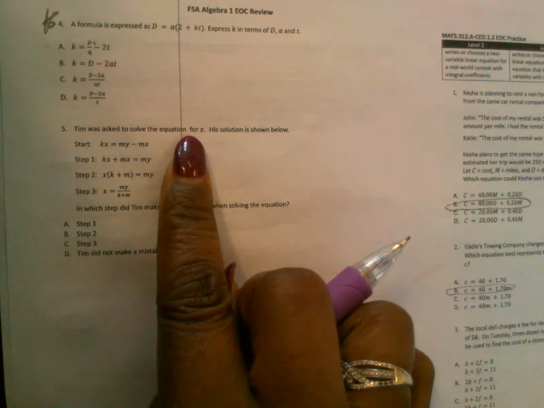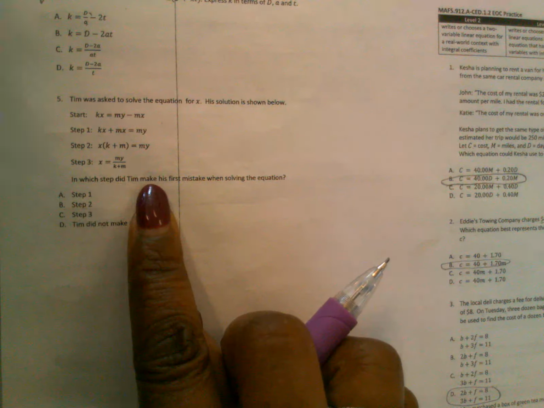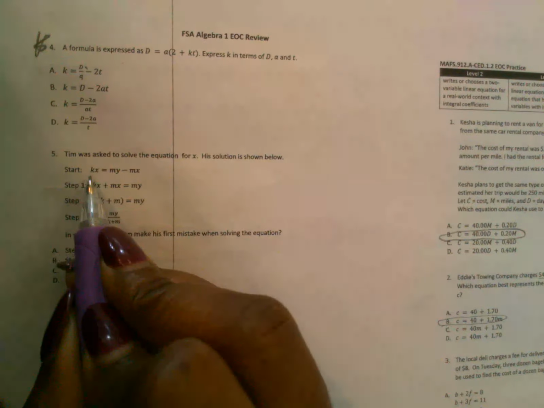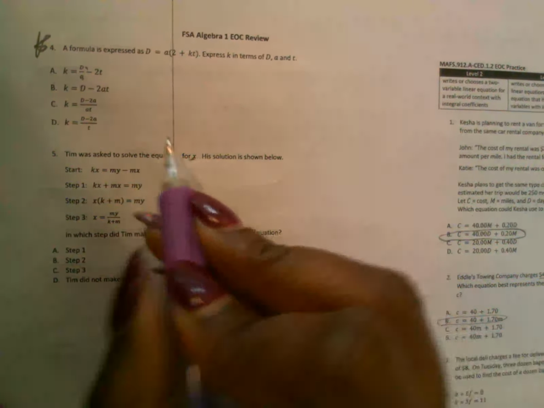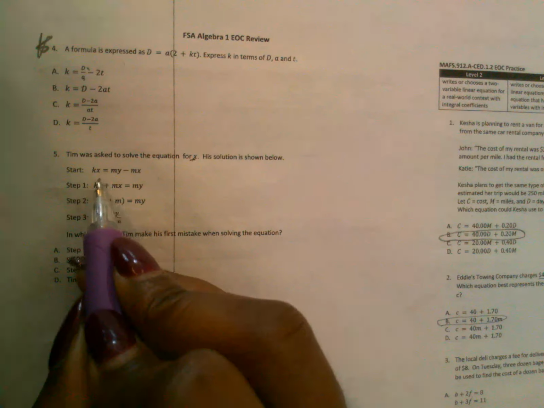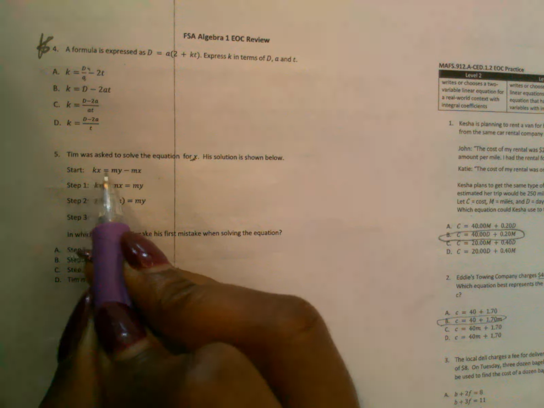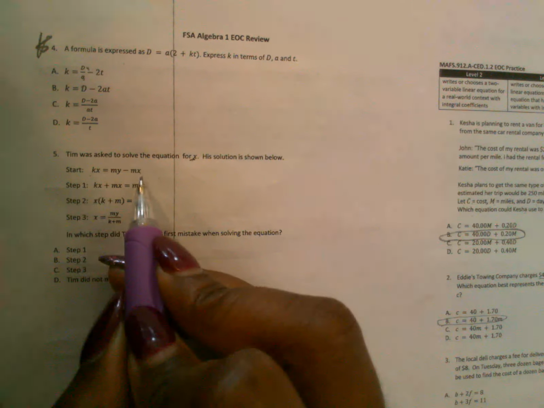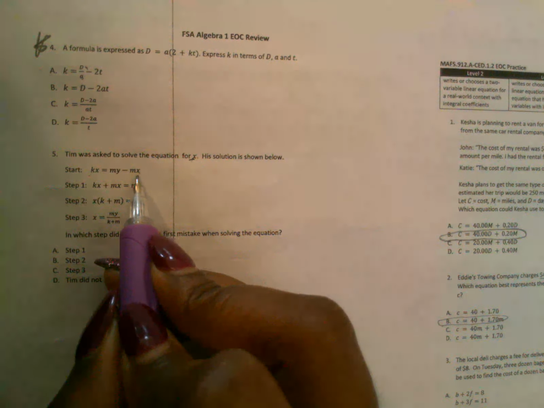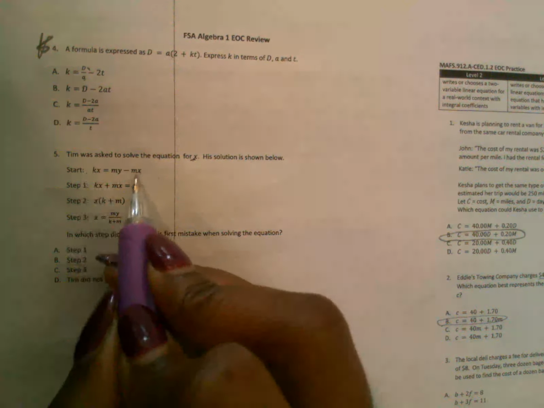Tim is asked to solve for X. Okay, so let's see here. In which step does Tim make the first mistake? Okay, look at this one. This is what he started off with, and he is solving again for X. So to get X by itself, we've got X over here and X over here. You need to move the X's to the same side.